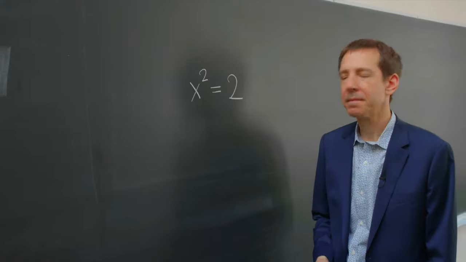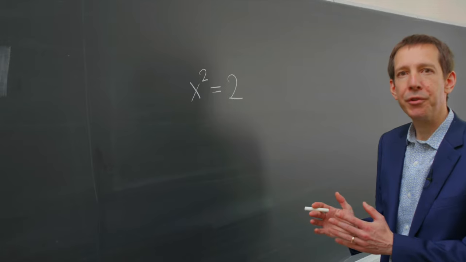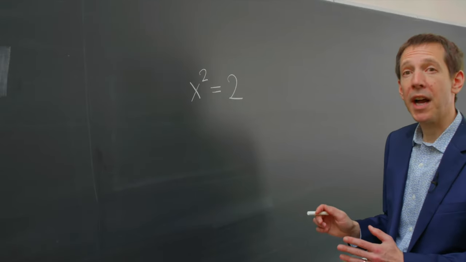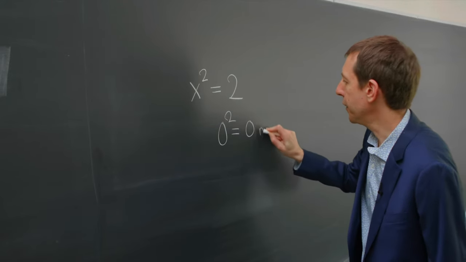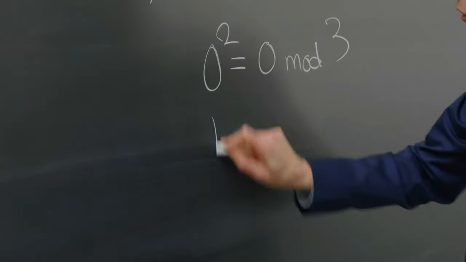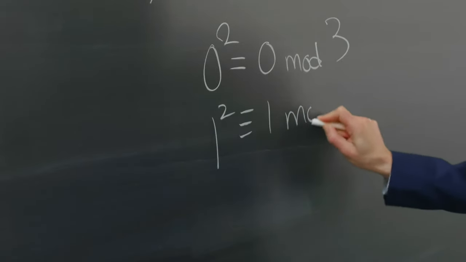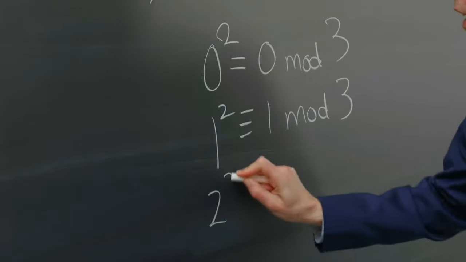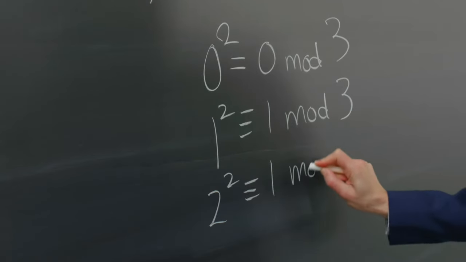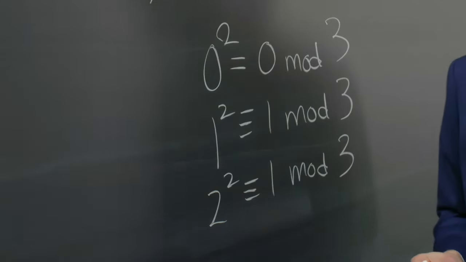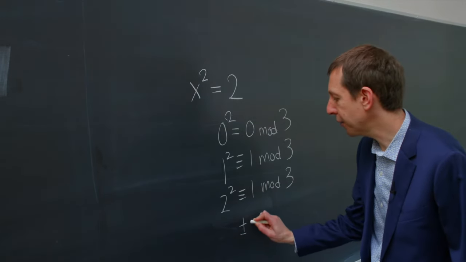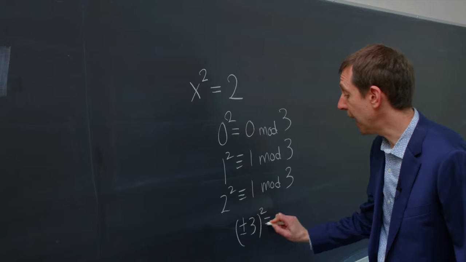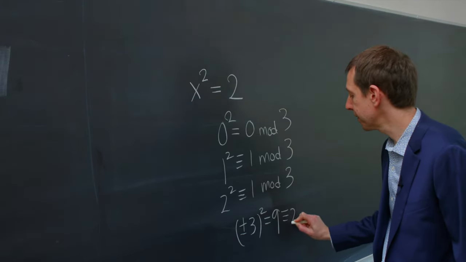Let's return to the equation x squared equals 2. Let's count the number of solutions to this equation modulo the prime p equals 3. 0 squared is equal to 0 mod 3, 1 squared is equal to 1 mod 3, and 2 squared is also equal to 1 mod 3. So there are no solutions. If p equals 7, on the other hand, then there are two solutions. Plus or minus 3 squared is equal to 9, which is congruent to 2 mod 7.